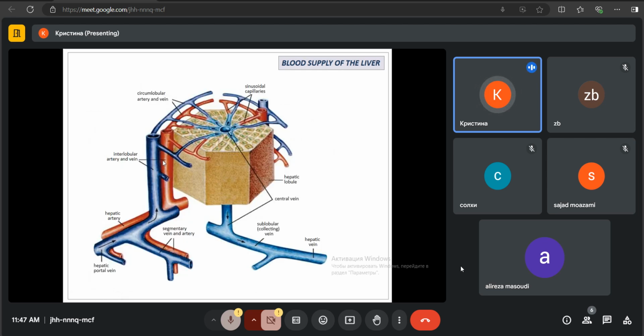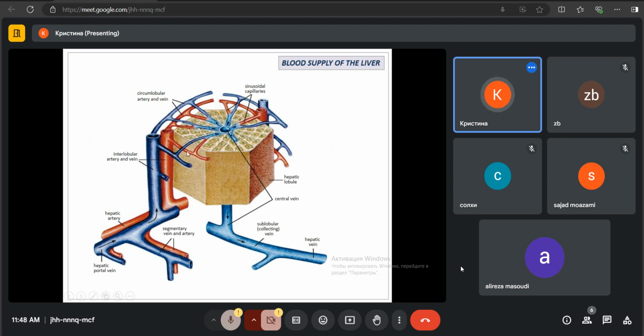So here the blood supply is shown in this diagram. Blood comes through the hepatic portal vein and hepatic artery, which split into the segmentary veins and arteries, then into interlobular, which means between the lobules, which go in connective tissue between the lobules. Then blood goes into the circumlobular artery and circumlobular vein. Circum means around, so these blood vessels go around the lobules this way.